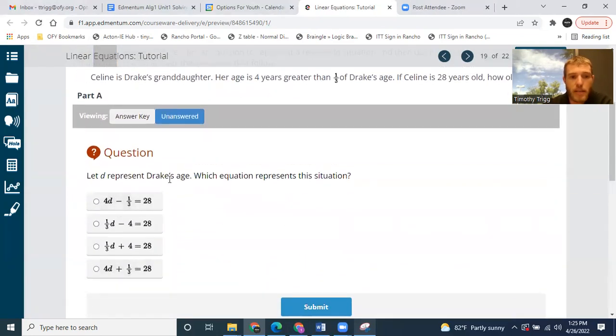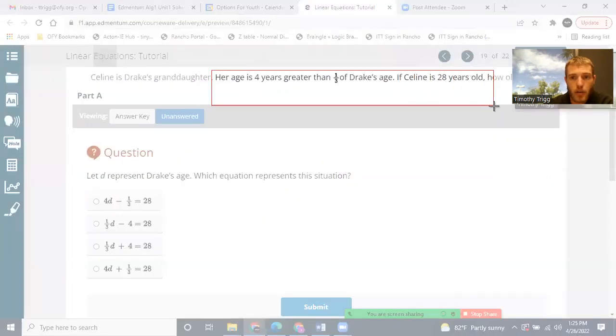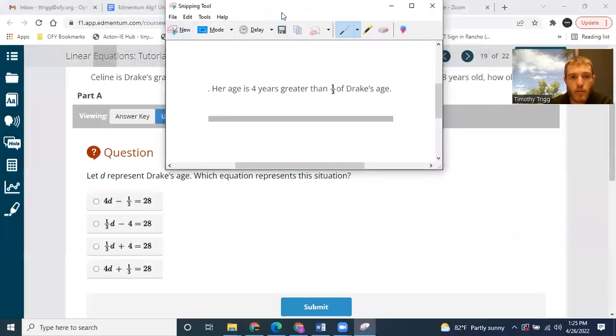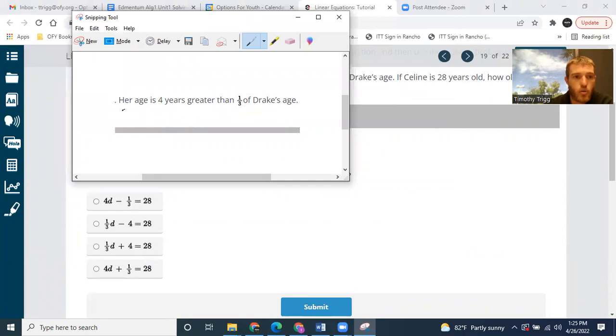So we have, let D represent Drake's age. Which equation represents this situation? So her age is 28, right? But her age we already know is 28. So what we can do here, I'm just gonna go ahead and grab this. Her age, well, what is her age? That's 28. So 28 is, usually a lot of times when you see "is," that's gonna be where you put your equals, okay? So here, her age is, so 28 equals.